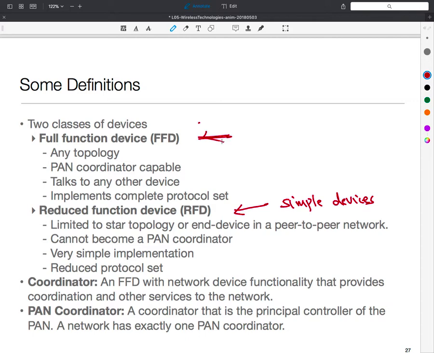And these guys are meant to be more elaborate. They can act as routers. They could be things like a light bulb, because it has more energy, plugged in. And in particular, they can act as coordinators. Coordinators meaning they can schedule things, they can manage the whole network.